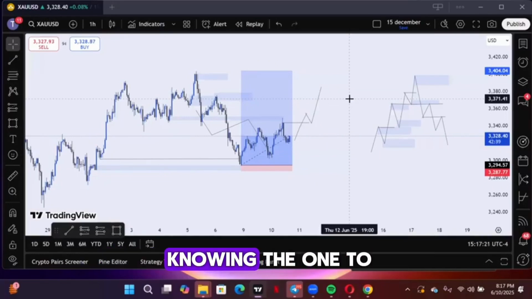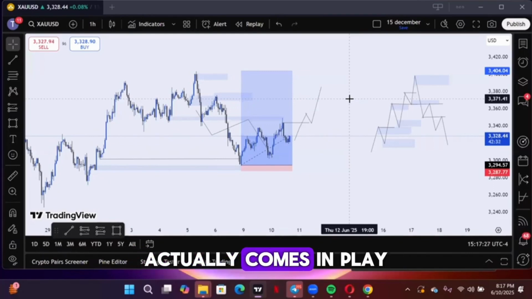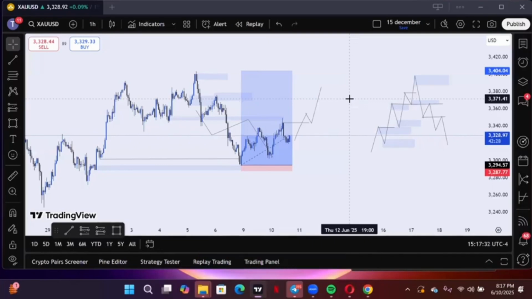But the thing is, knowing the one to pick and knowing the one to make use of, that is where the rules in picking a proper point of interest actually come into play. So what are the rules in picking a proper point of interest? There are 4 rules that I make use of. Pay attention to this particular topic. It is brief, but at the same time, it's also very, very important. There are 4 rules to making sure that the POI you picked is correct and you're not making a mistake.